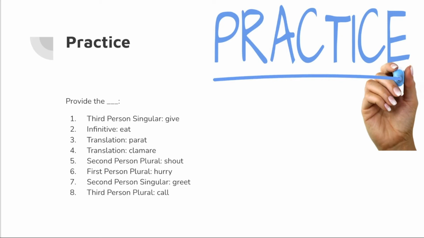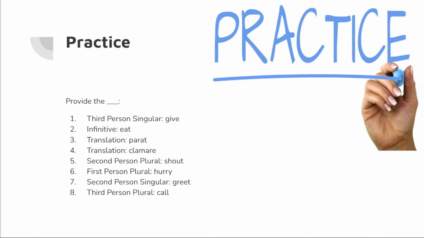Okay, so now number 5, the second person plural of shout. We know shout is clamo. So how do we make it second person plural? The second person plural, if you look at the chart, ends with tis. So how do we change clamo to having a tis? Well, you have to remember the rule. All O's change to A's. So it would be clamatis, C-L-A-M-A-T-I-S. Clamatis for number 5.